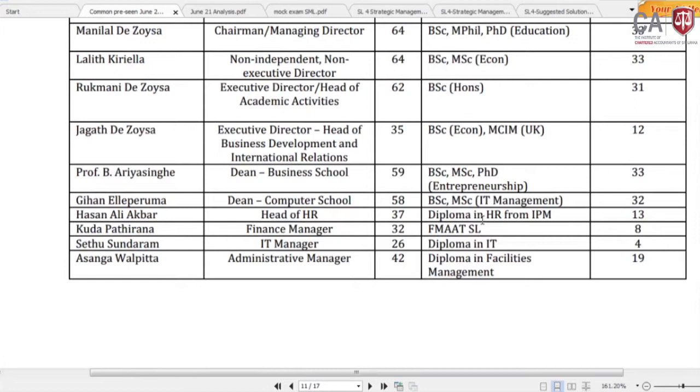Professor B. Arya Singha, Dean of the Business School, has a BSc, MSc, PhD in entrepreneurship and 33 years of experience. Gyan, Dean of the Computer School, has a BSc, MSc and 32 years of industry experience. Hassan Ali Akbar, head of HR, is 37 years old with a diploma in HR from IPM and 13 years of experience. Kuda Patirana, finance manager, is 32 years old with 8 years of experience. Setu Sundaram, IT manager, is 26 with a diploma in IT and 4 years of experience. Asango Alpita, administrative manager, is 42 with a diploma in facilities management and 19 years of experience.